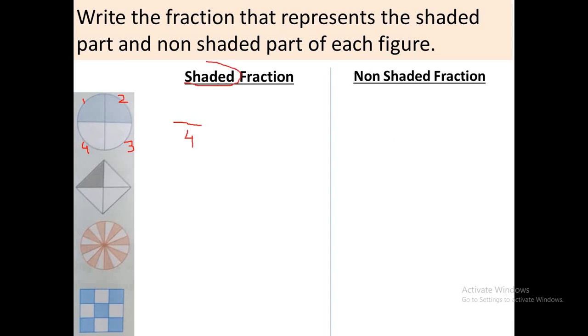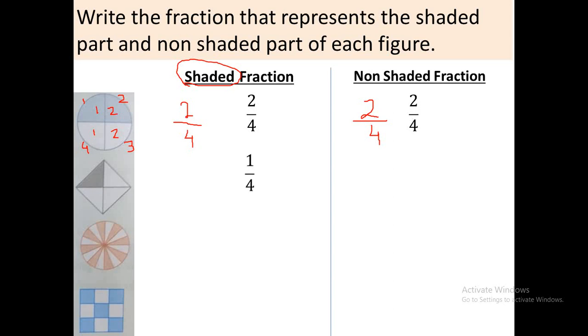I am writing the shaded fraction. So I will count the shaded parts. 1, 2. 2 equal parts are shaded. So I will write 2 by 4. So in case of the non-shaded fraction, the total is 4. Whole is 4. So I will write 4 in place of whole, and that is at the lower part. And for the non-shaded fraction, I will count the non-shaded parts. Okay. So 2 parts are non-shaded. So I will write 2, right, at the upper part. So the fraction is 2 by 4. Right. Now go to the next one.